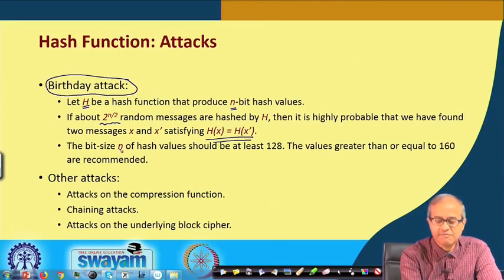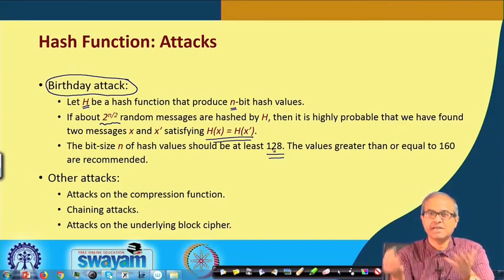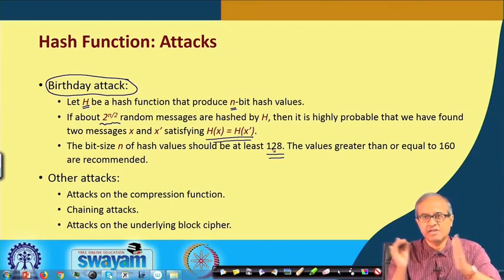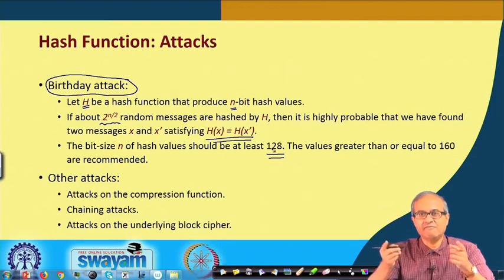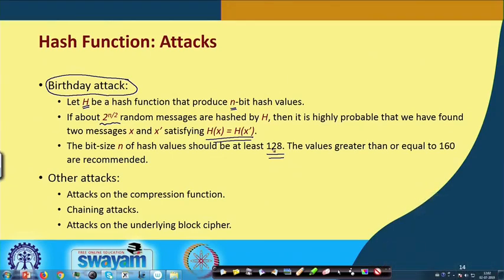So, the number of bits n must be at least 128, because if you use a smaller value, then the birthday attack can be mounted and you can easily break it. To make it more difficult, you must use more bits. That is why I said SHA-512 uses 512 bits, it is much larger. So, it is much more difficult to mount this attack. Okay.